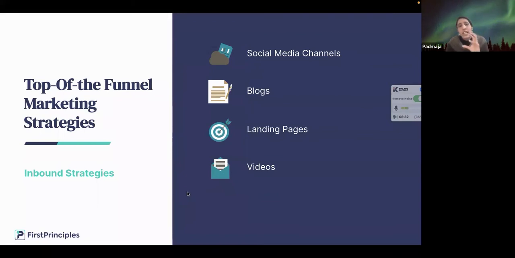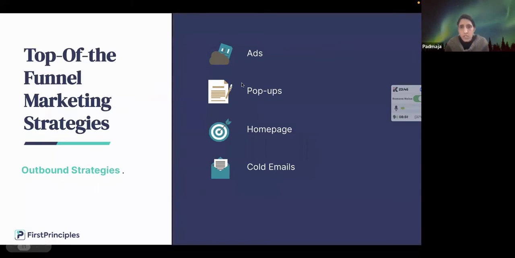These are some of the inbound strategies that we have: social media channels, blogs, landing pages, and videos. Most of you in marketing might know it. I know some of you here might not be from the marketing field, but most of us know the basics. These are the marketing strategies that marketers always talk about, and these are called inbound strategies. What are the outbound strategies? Ads, pop-ups, your homepage, how your homepage looks, and cold emails.